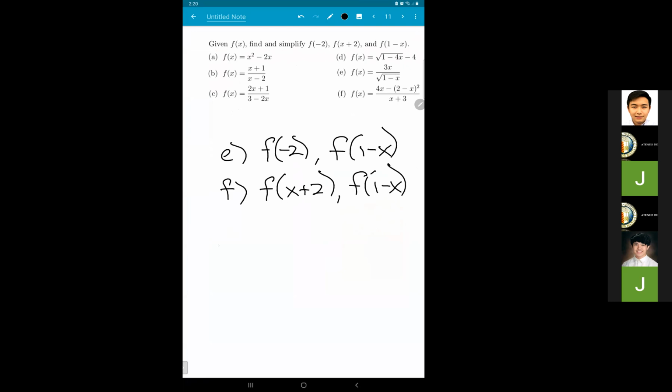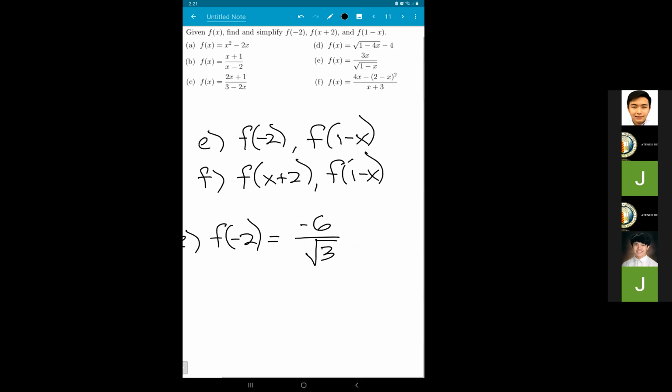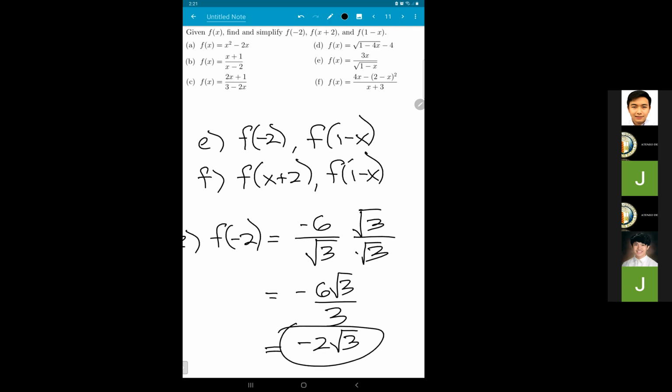Okay, now for E, we have f of -2 equal to -6 over square root of 3. Now, there's no need really to rationalize unless required by the direction. And also, you might be asked to just round off your answer to several decimal places. But in case you want to rationalize, that's fine. So you multiply by square root of 3 over square root of 3. So you would have a more, say, simplified answer. And then next, f of 1 minus x.